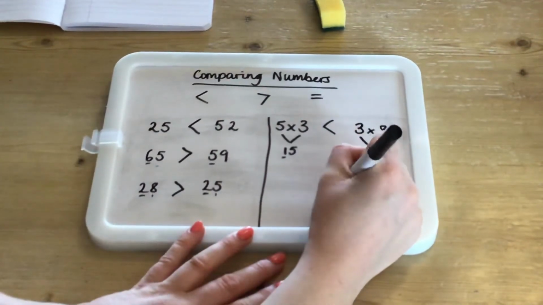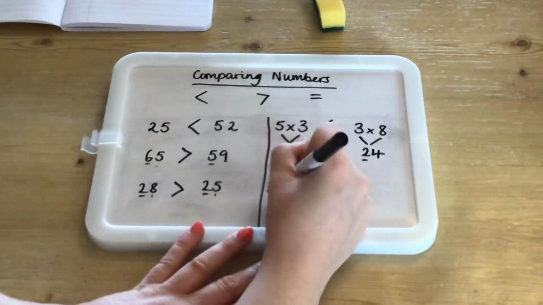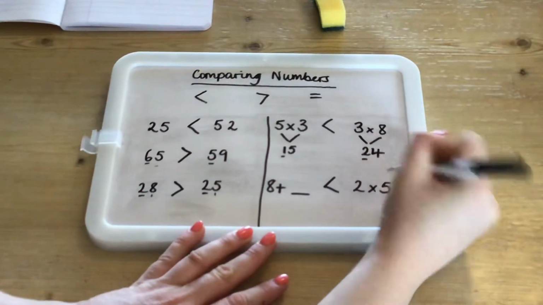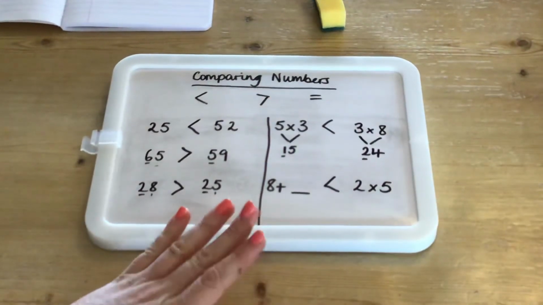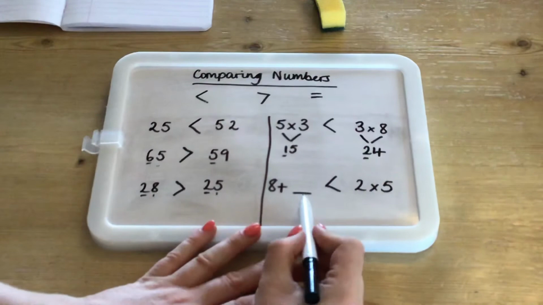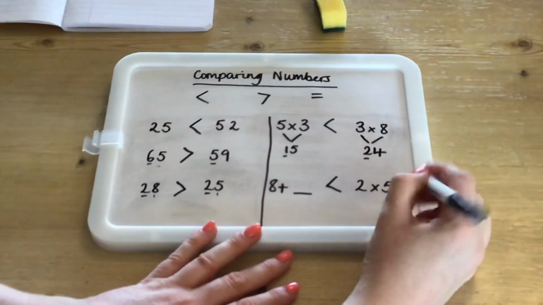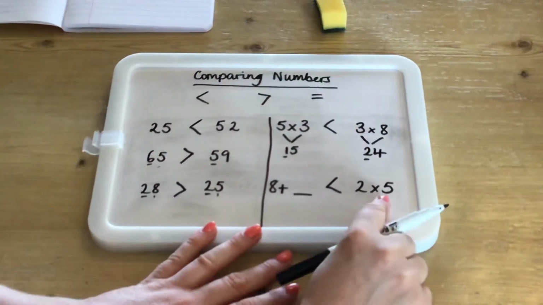Some of your calculations will have blanks in them. So 8 plus blank is less than 2 multiplied by 5. And it's your job to decide what needs to go in here. There might be more than one possibility. So you need to figure out what this equals to first, because this is a complete calculation.